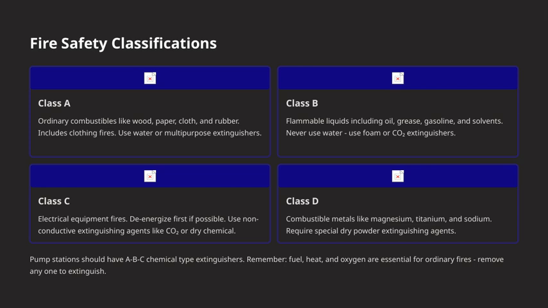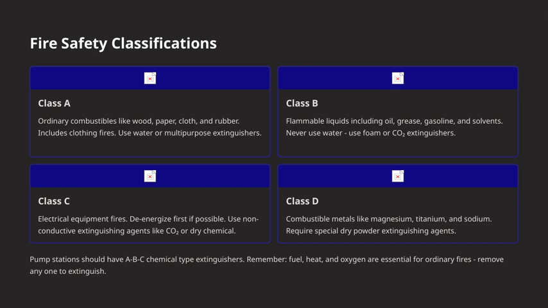Moving on to Class B fires, which involve flammable liquids such as oil, grease, gasoline, and solvents. Here, water is not the answer. Instead, you want to use foam or carbon dioxide extinguishers to smother the flames and prevent reignition.